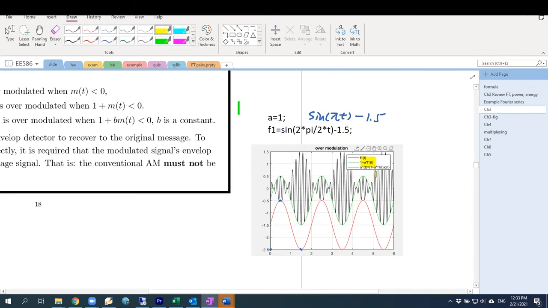I'm going to do the modulation like this: u(t) equals 1 plus a f1(t), multiplied by c(t). Remember, this is our low-frequency signal, and that's this shape. Now we want to check the positive envelope of the modulated signal. The envelope is here, and this is the message f1(t). So in this case, overmodulation occurs.